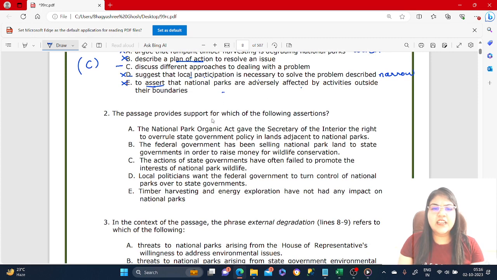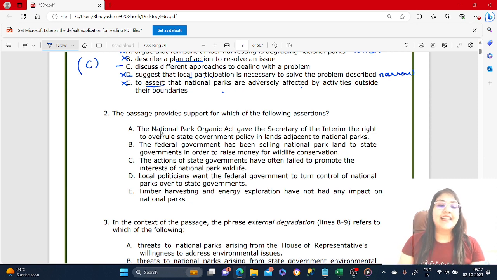The passage provides support for which of the following assertions? So here we have to read each and every option and see whether that option will get its support from the passage. I mean, an option which will be true because its information, its backup, its proof, is in the passage. That kind of option we have to find. Don't worry, let's find out with a cool mind.